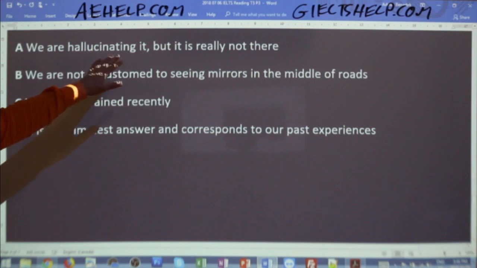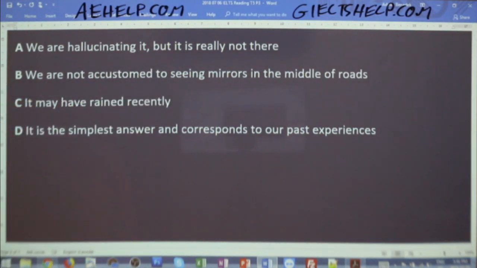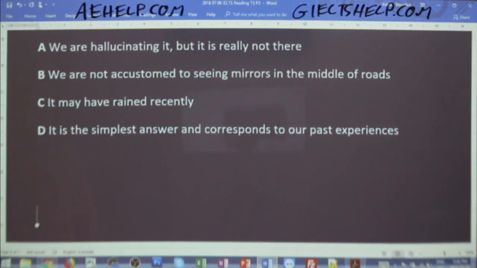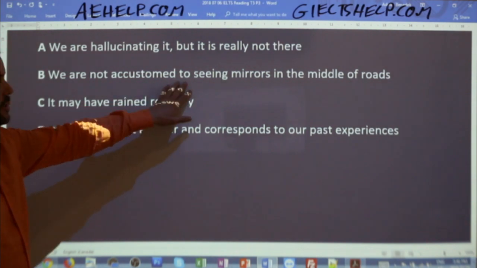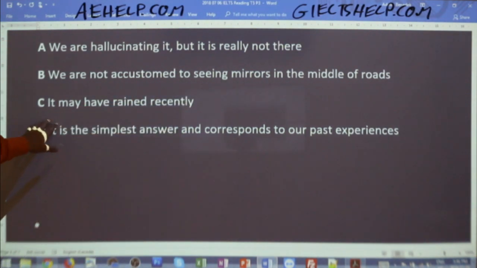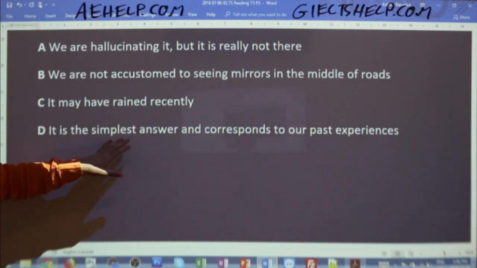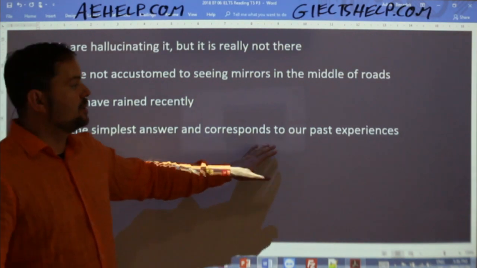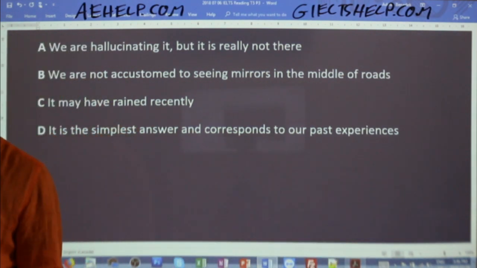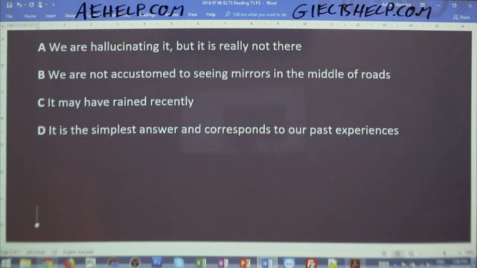So we are hallucinating it, but it's not really there. We are not accustomed to seeing mirrors in the middle of the road. It may have rained recently. It is the simplest answer and corresponds to our past experiences. Which one do you think is the closest match to what I just said? A, B, C, or D?